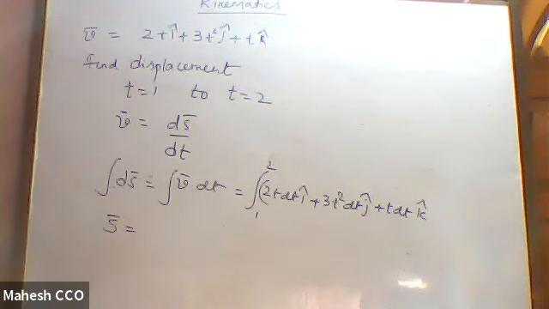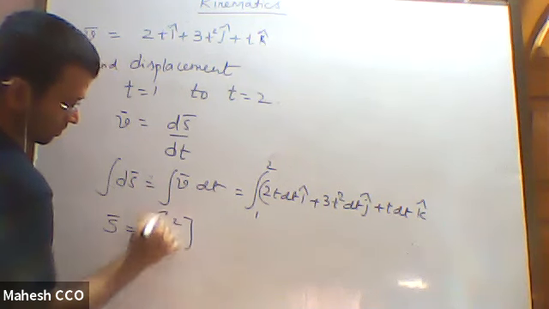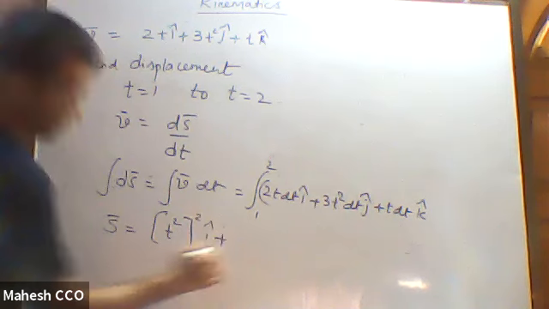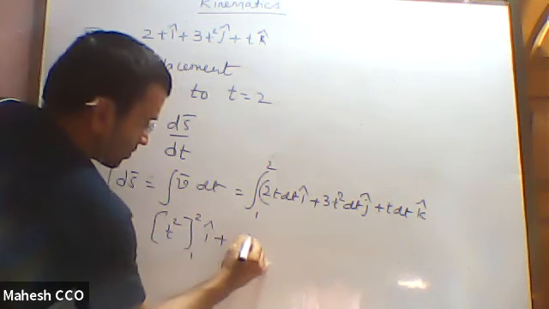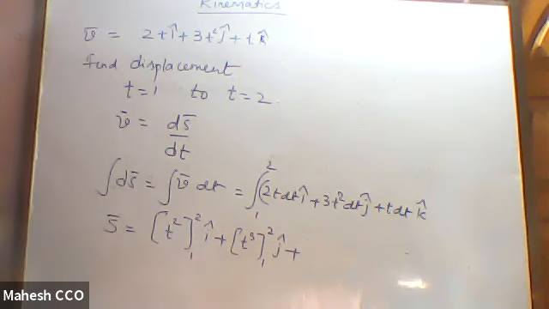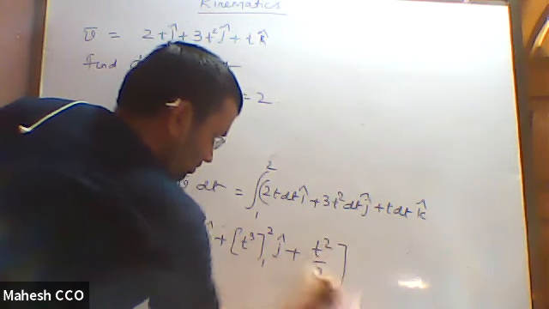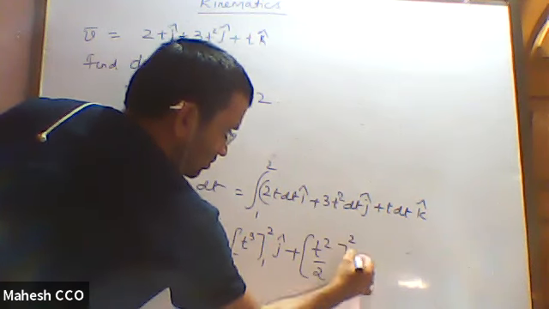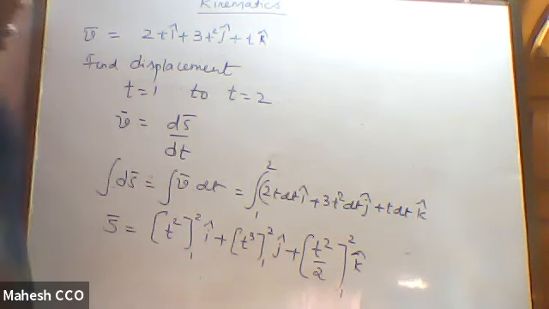Now the displacement will be: integral 2t dt is nothing but t square. Integral 3t square dt is nothing but t cube. Plus integral t dt is nothing but t square by 2. Now you substitute upper limit, lower limit, and subtract. Accordingly, you can evaluate the integral. You already know it.